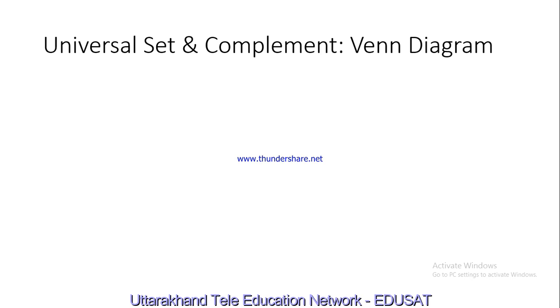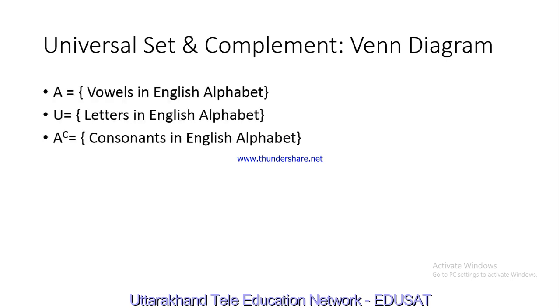So now let us see how you represent the universal set and the complement of a particular set using the Venn diagram. So suppose A is equal to vowels in the English alphabet.